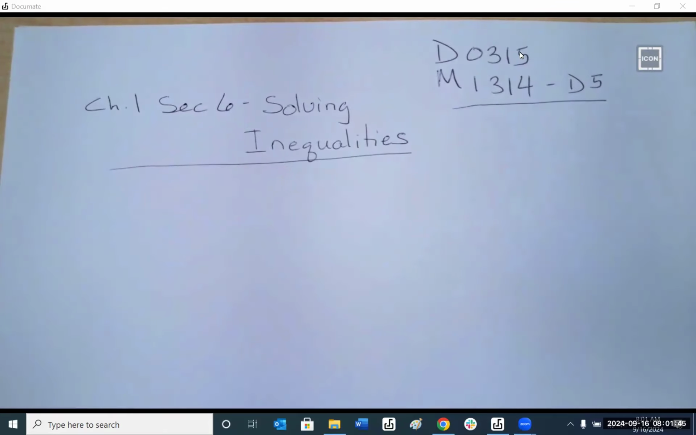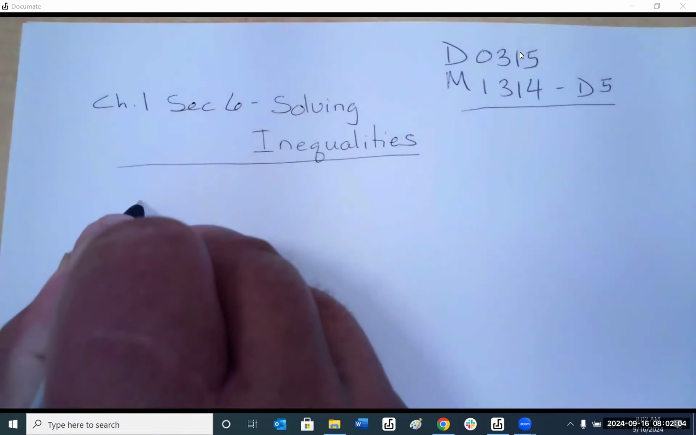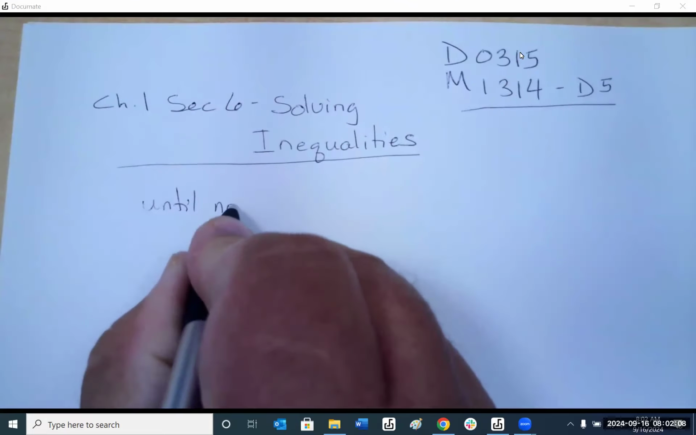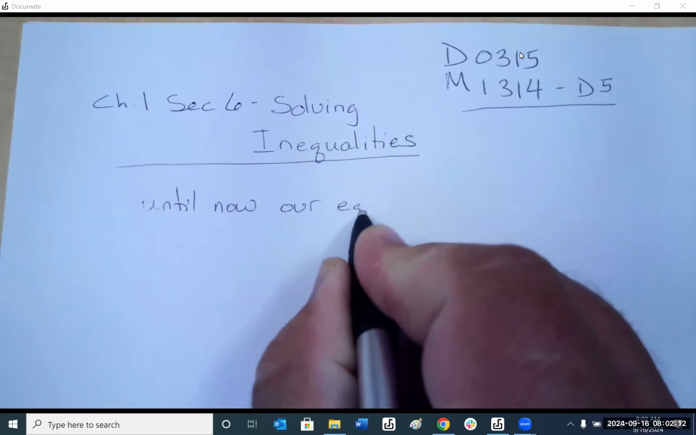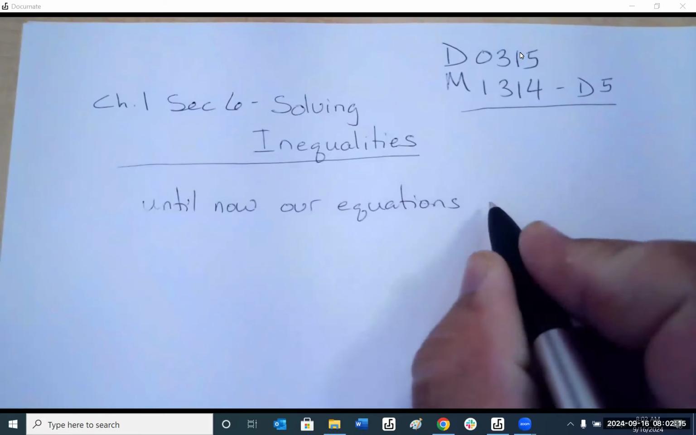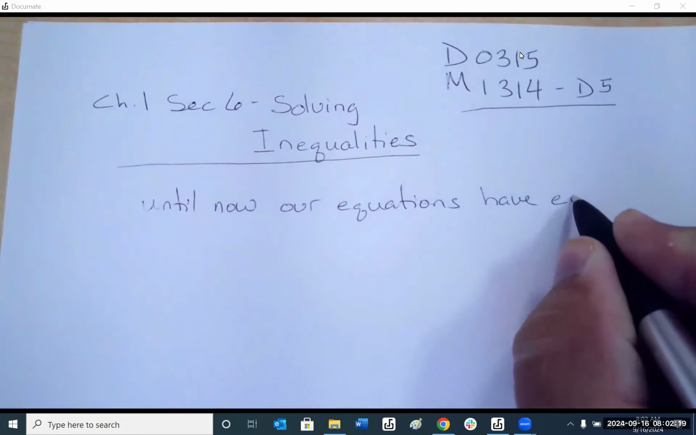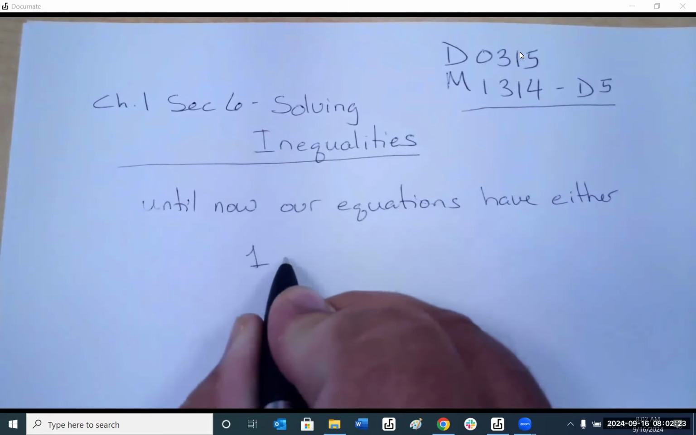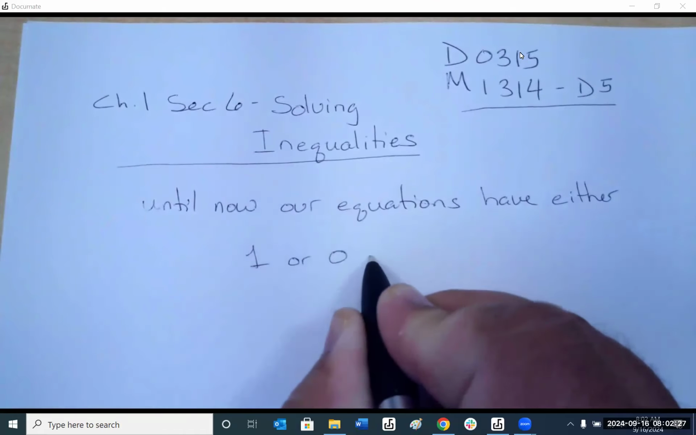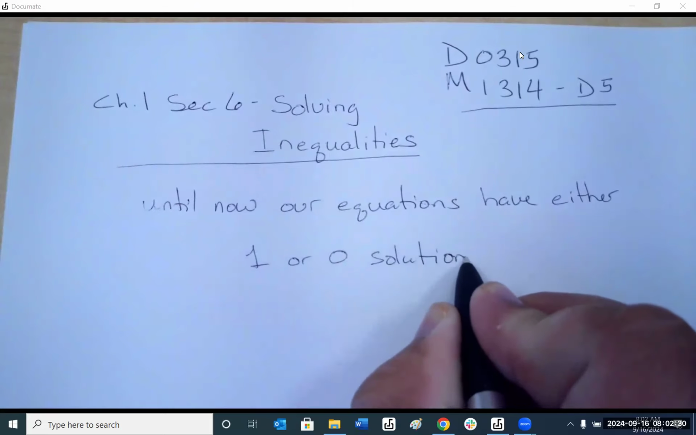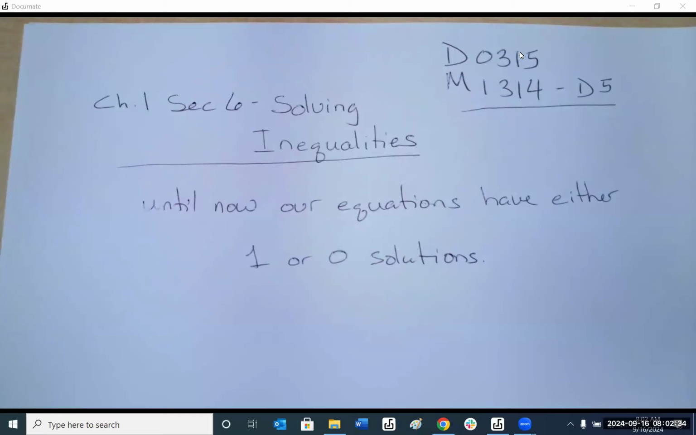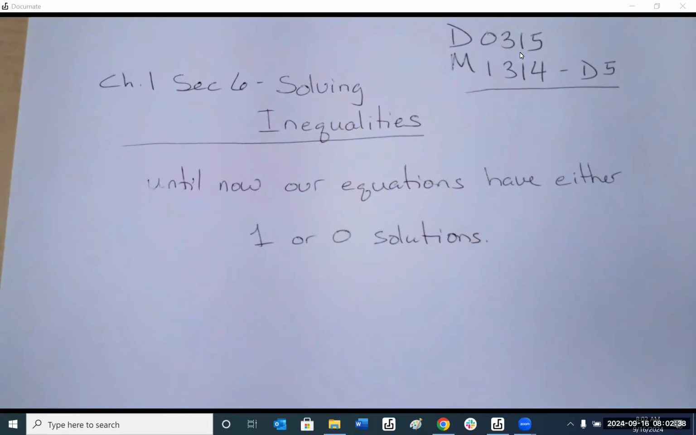All right, linear inequalities. So far, we've talked about linear equations: the equations of lines, the slope of lines, how to graph lines, vertical lines, parallel lines, all this other stuff. Up until now, our equations have either 1 or 0 solutions, if they intersect or if they don't, if they're parallel.